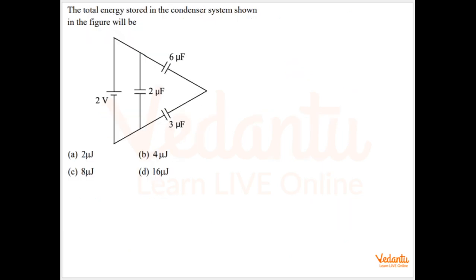In this question my dear bachcha log, we have to calculate the total energy stored in the condenser system. Now, in order to do that, beta, let us just calculate the equivalent capacitance. These two capacitors are in series. What will be their equivalent capacitance? I will write down 1 by 3 plus 1 by 6 is equal to, if you do the calculation, that will become 3 by 6, that will just be 1 by 2.